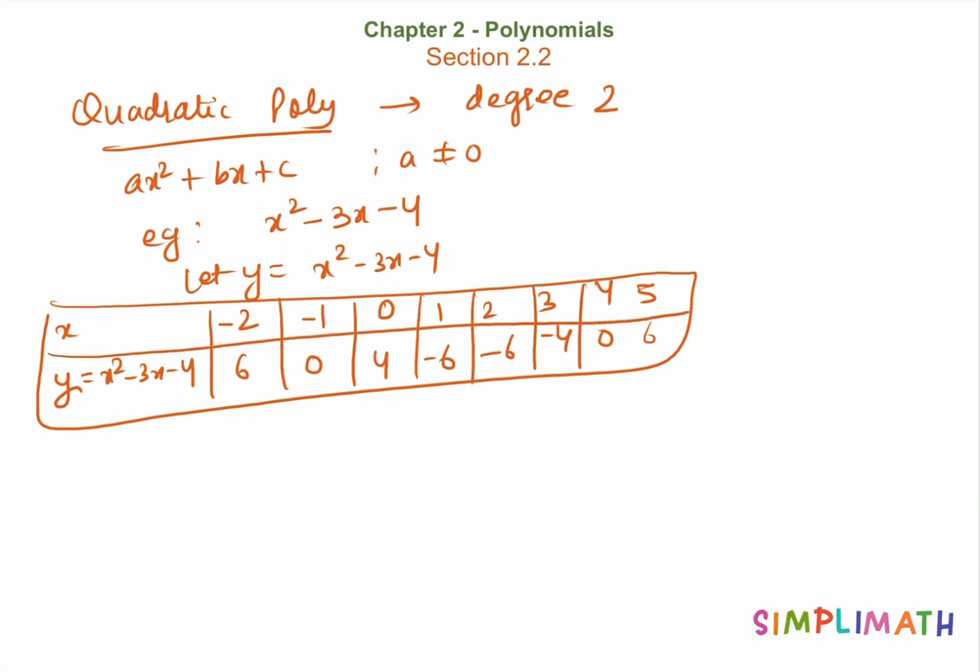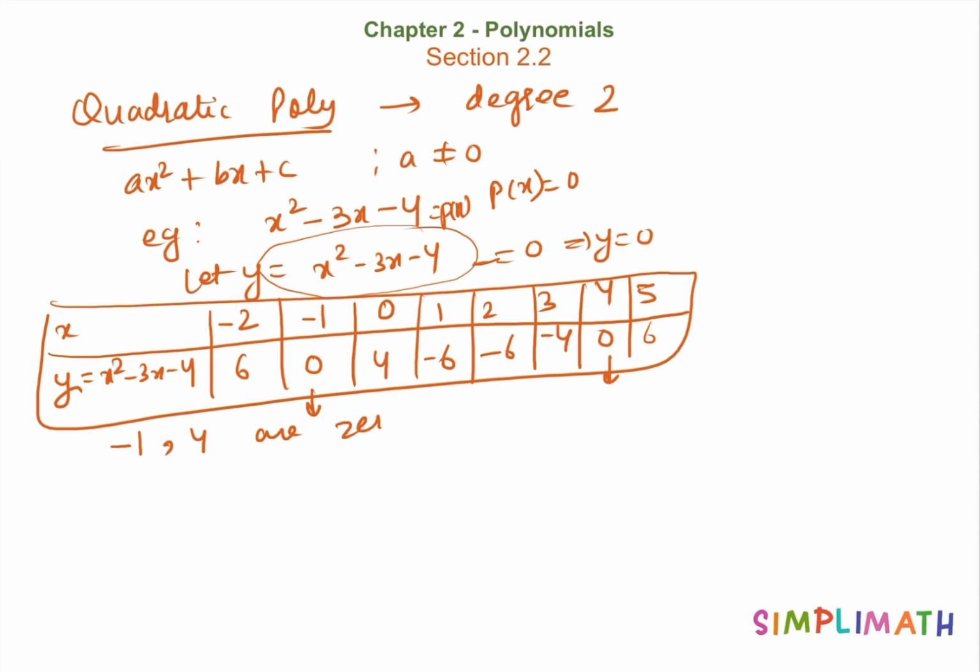We have obtained these values. Now from here, if you see what is the 0 of this polynomial, if this is p of x, the 0 is when p of x equals 0. That means when y equals 0, at those points we get the 0 of this polynomial. So where is y equal to 0? Over here and over here. So from this table we can say minus 1 comma 4 are the zeros of the polynomial p(x).